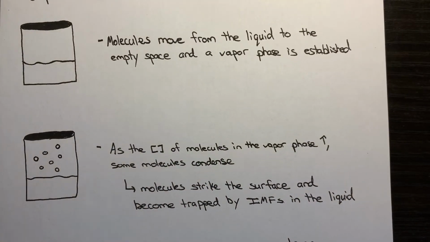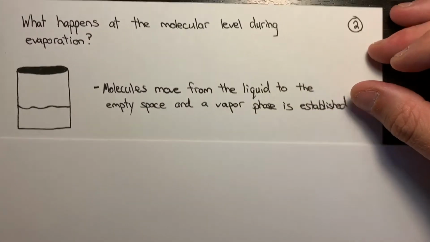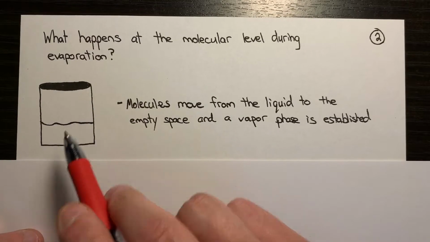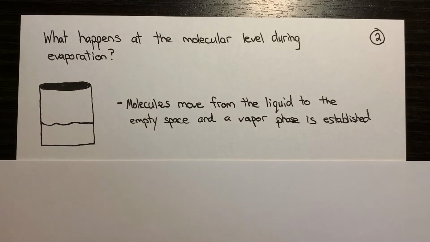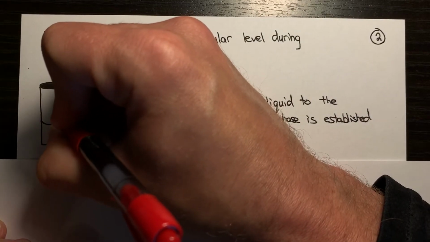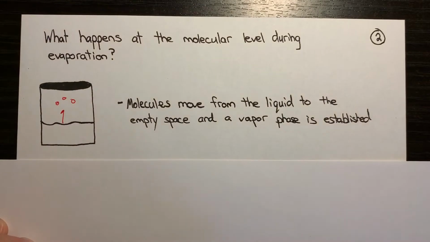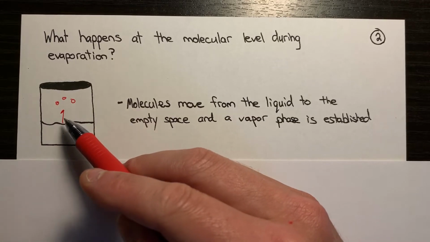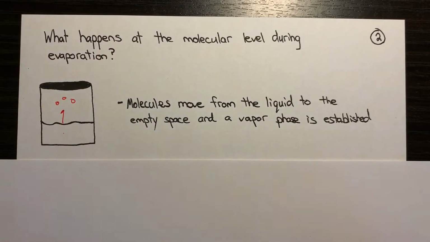Okay, so we're going to talk about what it means to vaporize, as far as what is happening on the molecular level. Well, initially what we find is molecules are moving from the liquid to the empty space, if we are in some confined or closed container, and a vapor phase is ultimately established. So over time, we're going to see that the liquid is transitioning to the gaseous state, vaporizing, evaporating, and we see a buildup of gaseous molecules.